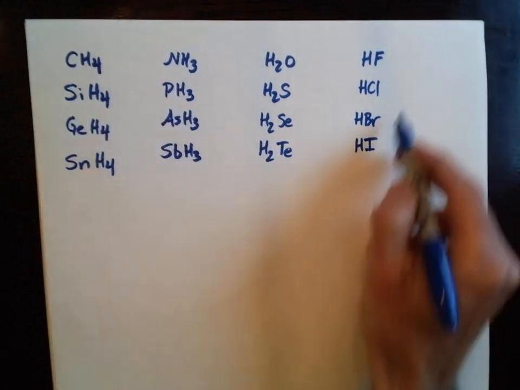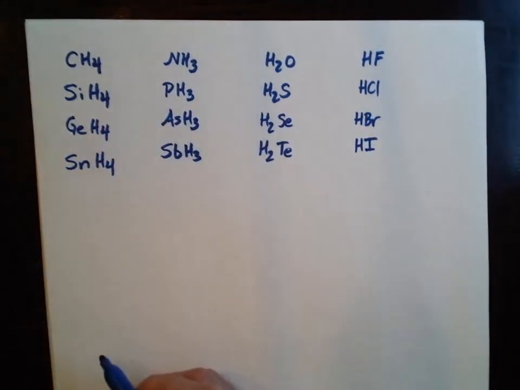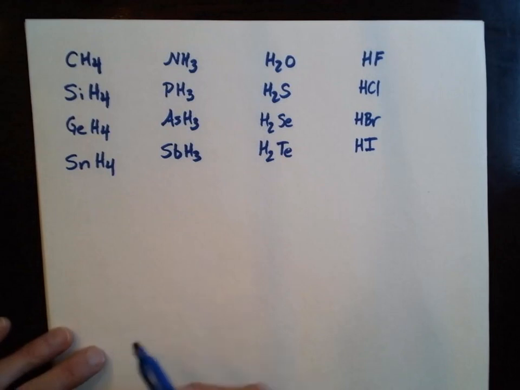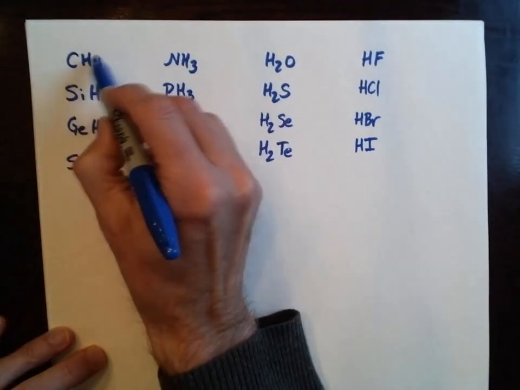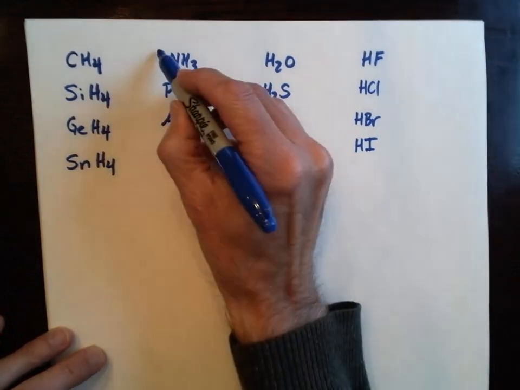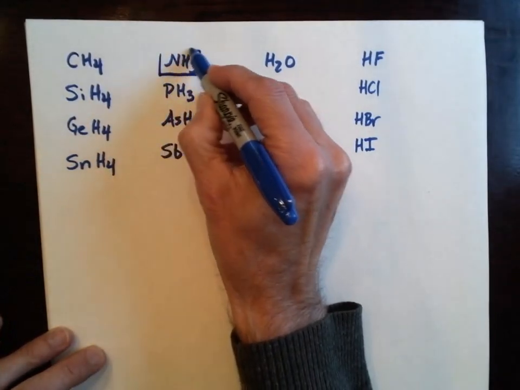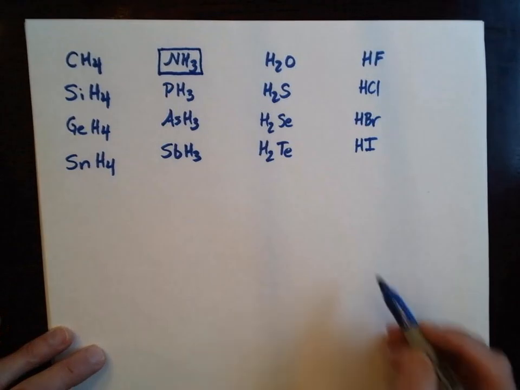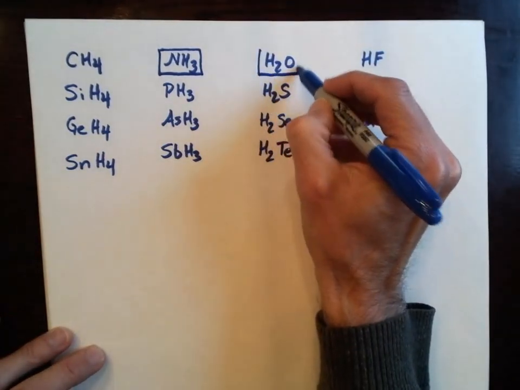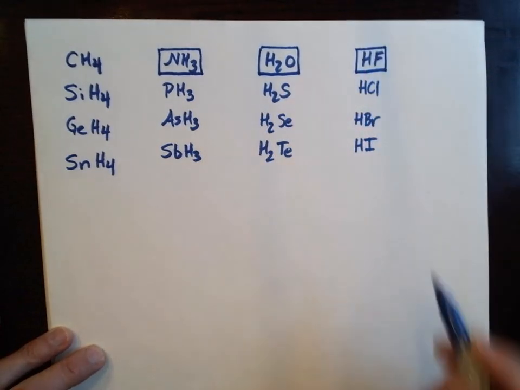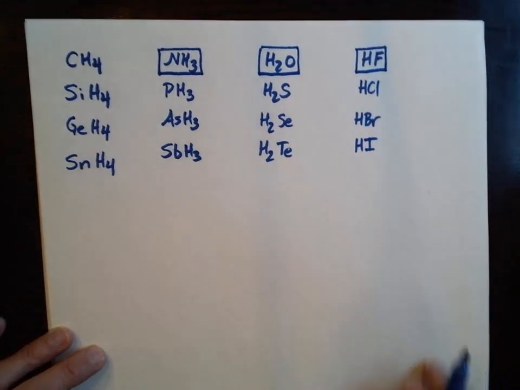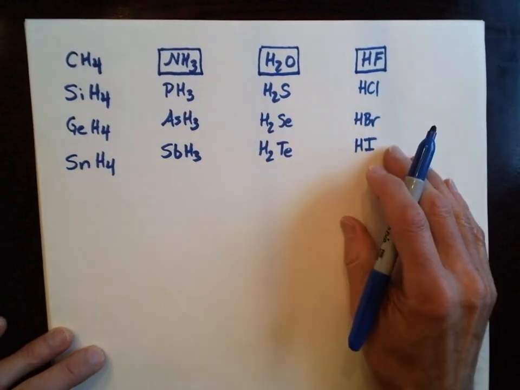Of all these compounds here, the only ones that can hydrogen bond to themselves, we already showed that methane cannot hydrogen bond to itself. We saw that ammonia can hydrogen bond to itself, water can hydrogen bond to itself, and fluorine's hydrogen fluoride can hydrogen bond to itself. All these other compounds cannot.